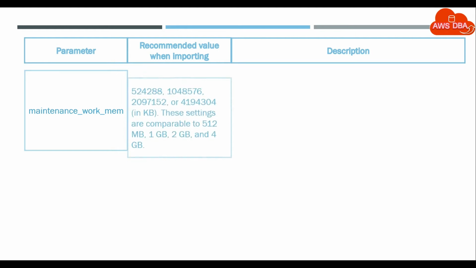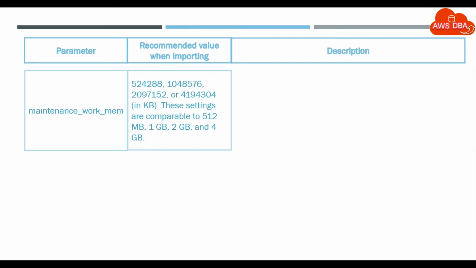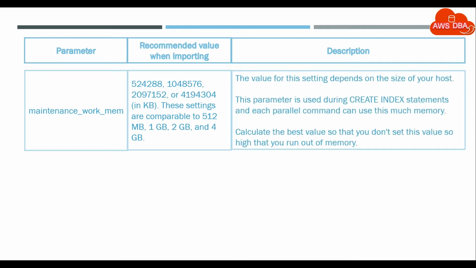maintenance_work_mem: 524,288, 1,048,576, 2,097,152, or 4,194,304 in KB. These settings are comparable to 512 megabytes, 1 gigabyte, 2 gigabytes, and 4 gigabytes. The value for this setting depends on the size of your host. This parameter is used during CREATE INDEX statements, and each parallel command can use this much memory. Calculate the best value, so that you don't set this value so high that you run out of memory.